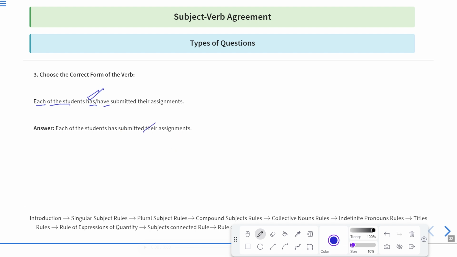Not their, it is his. This is wrong over here. It should be his. So it is somewhere a printing error. So each of the students has submitted his assignments. Now let us move to the next one.